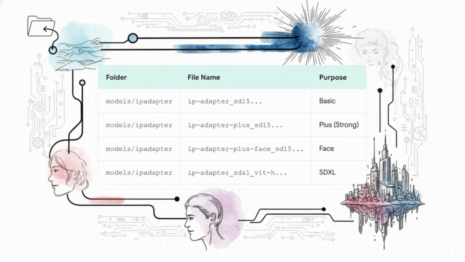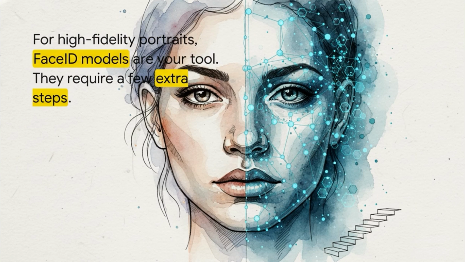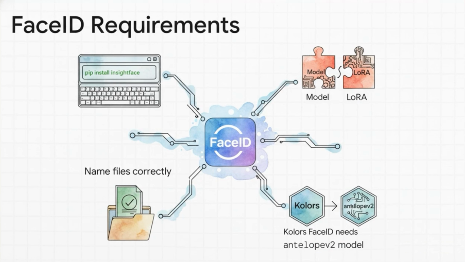The Plus face is obviously tuned for faces, and of course there's a totally separate model if you're working in SDXL. Now, if you need to get a specific person's face into your art and have it look exactly like them, well, this is where the real magic happens. The Face ID models are for that next level portrait work, but they do require a couple of extra steps to get going. And here are those extra steps.